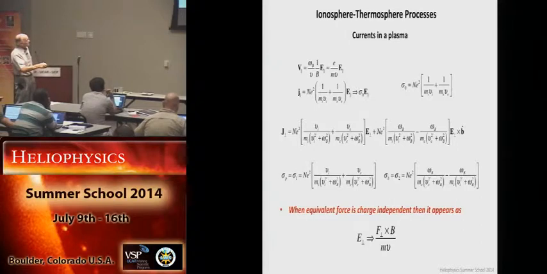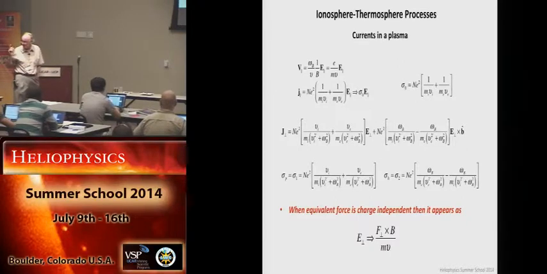When the current is expressed in terms of an electric force, E, then there are two quantities here. One is called the Pedersen conductivity. Everybody heard of that, right? And the other one is called the Hall conductivity. Everyone's heard of that, right? But Pedersen and Hall conductivity is kind of useful if the force is an electric force. But what if the force was gravity or neutral wind?